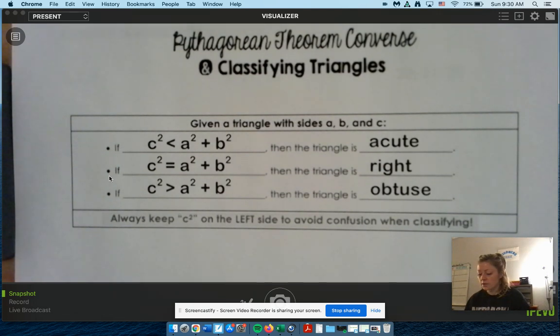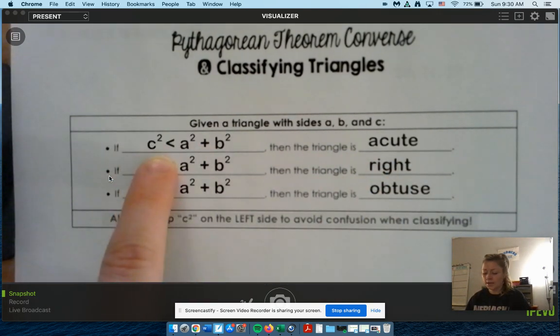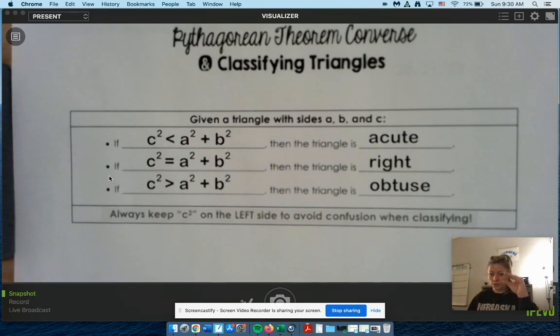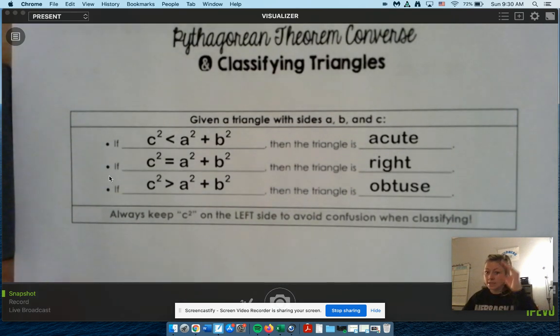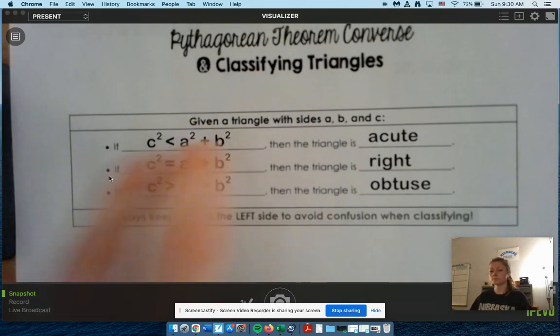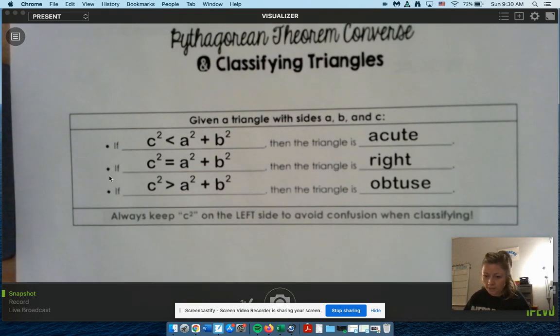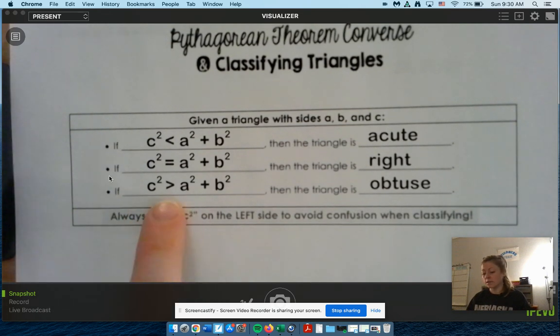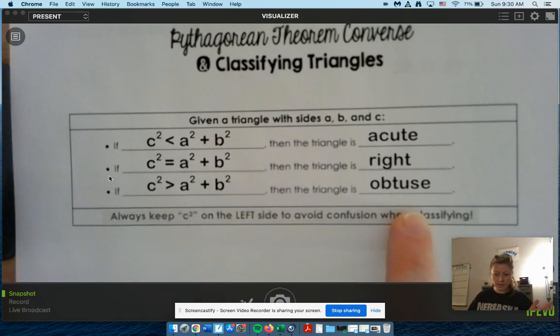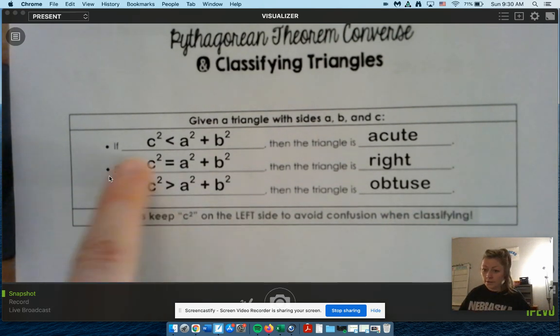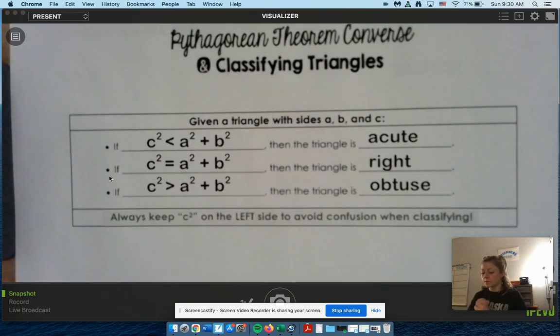If it's acute, your hypotenuse, your c, the biggest side length, squared will be less than a squared plus b squared, which makes sense, right? Think of acute as tiny, so I would want my c squared to be tinier than the other two. c squared is equal to a squared plus b squared if it's right. Well, duh, because that's already the Pythagorean theorem. We know that's already true. And if our c squared is greater than a squared plus b squared, it's obtuse, which again should make sense. Think obtuse is larger, like a larger angle. So if my c squared is bigger than my two other sides, it should be obtuse.